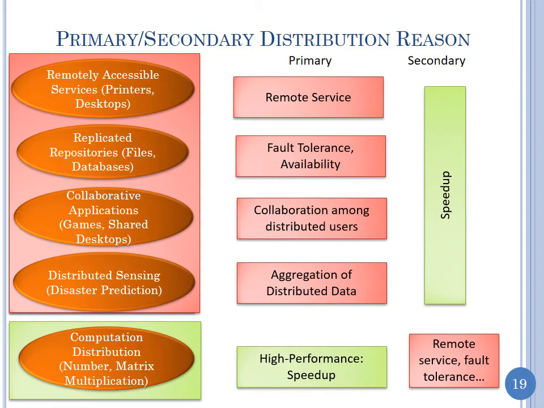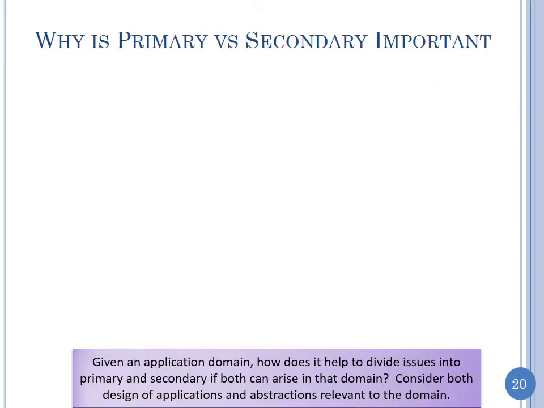Okay, so one question that arises here is, why is primary versus secondary an important thing? If both kinds of issues arise in both kinds of applications, what do we gain by saying this is primary in this category and this is primary in that category? And so let's talk about that.